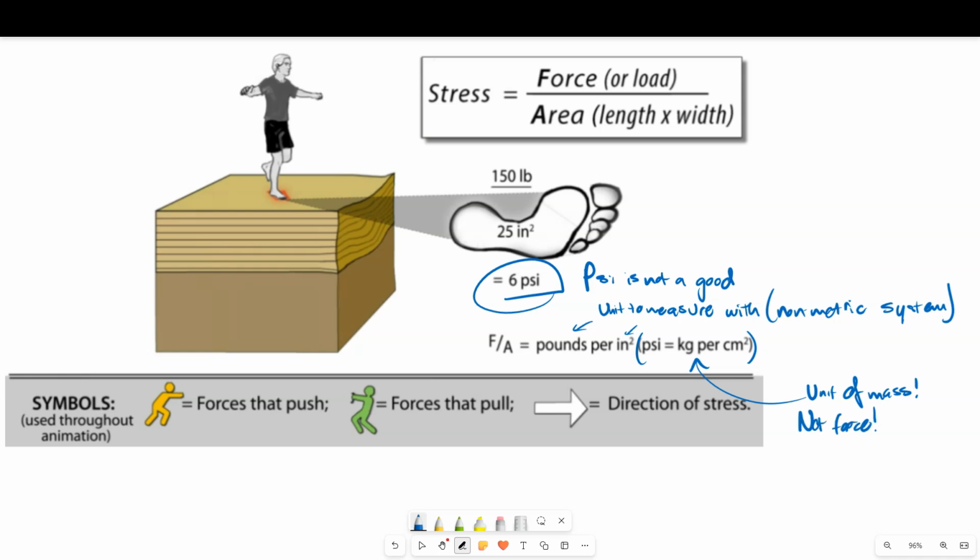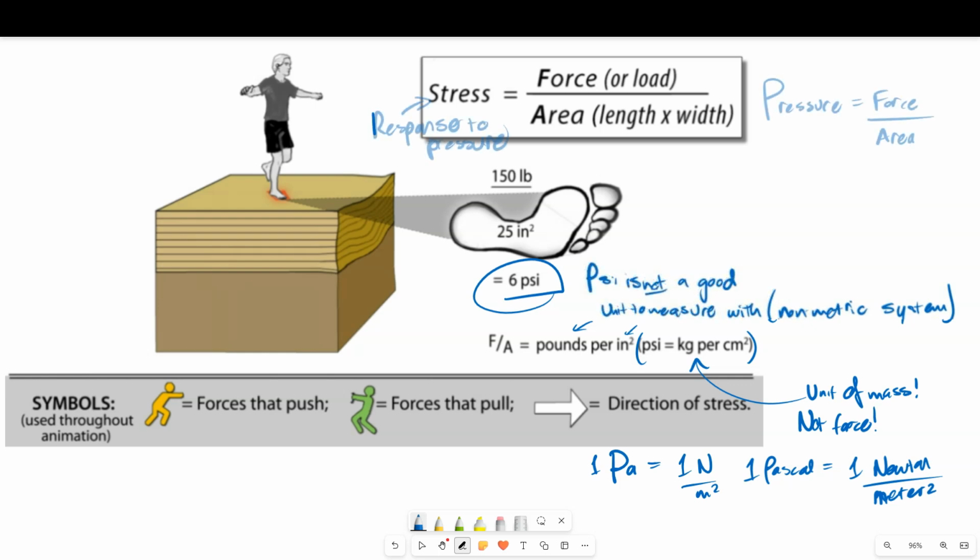So what would I suggest that would be better to use? From a physics background, you could say pascals are much better. So you could say 1 pascal is equal to 1 newton per meter squared. I will write that out. That would be a better unit to use for pressure, and stress is just the response to pressure. So let me explain what that means. Pressure is force divided by area.